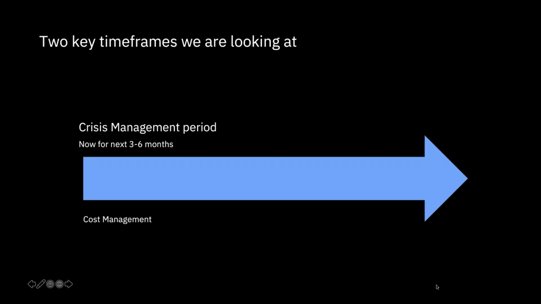So when we look at the 2 time frames, right now, which is the next 3 to 6 months, we expect it to really be about cost management and just making sure what we're doing, we can recover, be as efficient as we can, and make the adjustments that we need to make to how we operate the business.